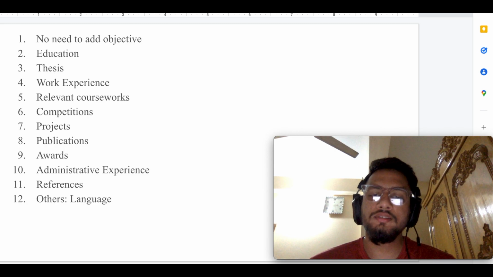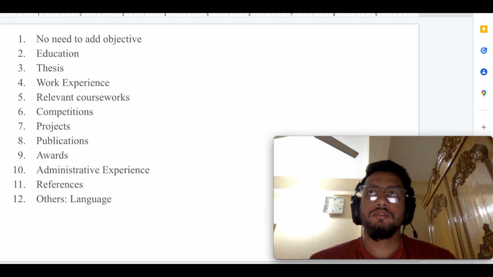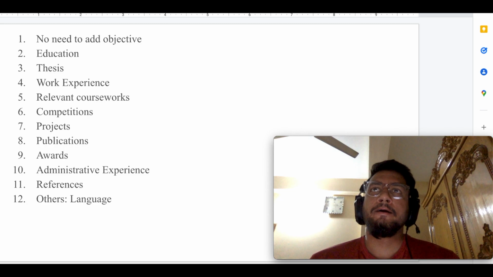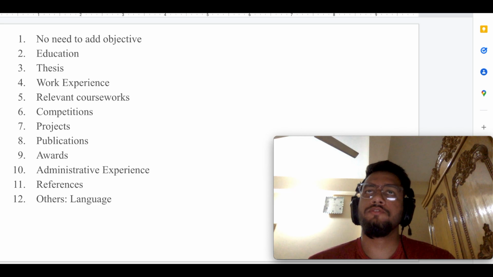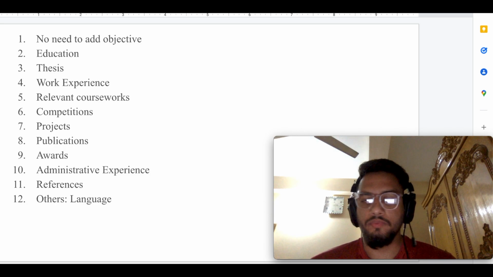And the 12th thing is the language. I don't think that thing should be added, but still, if there's enough space in your CV, then you must add the language. So there are some more tips that I'm going to share. Like your CV should be one page, and if not, then not more than two pages. It's recommended to keep it between one or two pages.